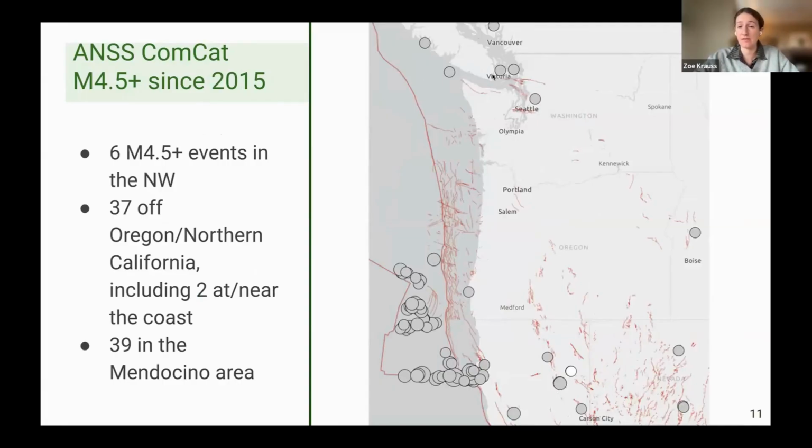There's only been 6 M4.5 events near the Pacific Northwest areas, 37 offshore and 37 in Mendocino. But what Renata wanted to point out is that it's valuable to get familiar with the search tools in this type of catalog. For instance, if you lower the minimum magnitude to M4, you'll find 4 more events in the Seattle region, a recent 4.4 outside of Salem. So if you are able to play with this, this can be a really valuable resource.